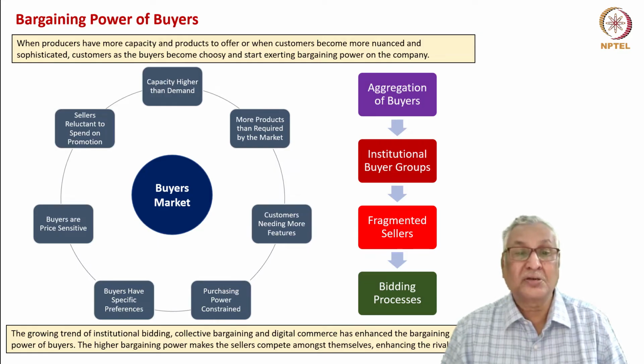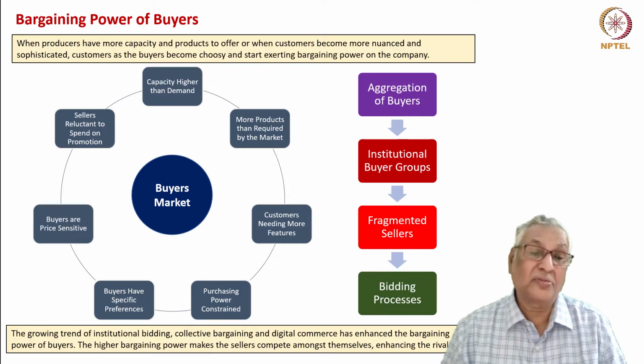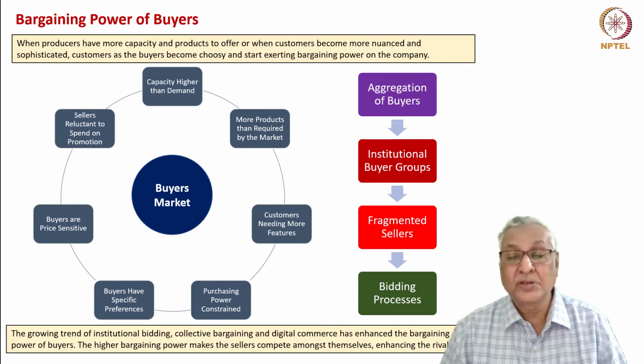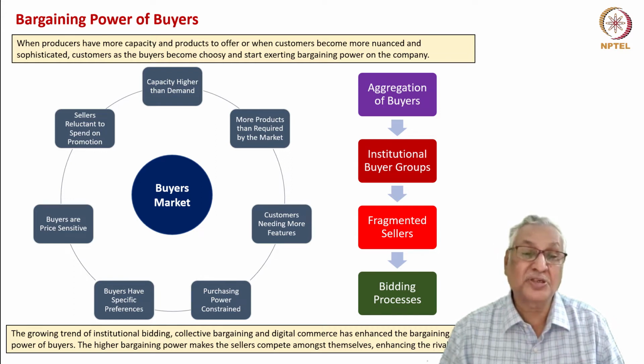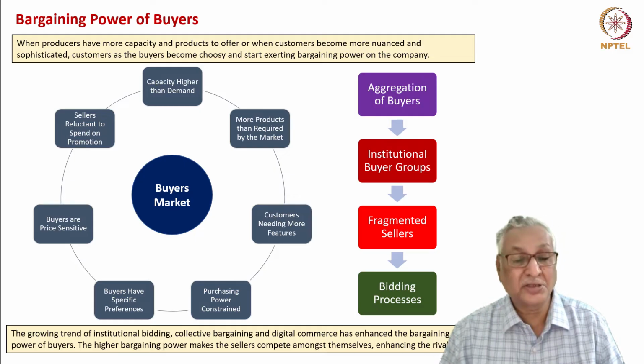The capacity is higher than the demand. More products than required by the market are offered by the industry or the firm. The customers themselves want better features, more features. Therefore, they are unlikely to buy the dated technologies, dated products that are offered. The purchasing power of the buyers is constrained. This happens particularly in recessionary environment when the purchasing power is deeply eroded and the products and services that are offered are not entertained by the buyers.